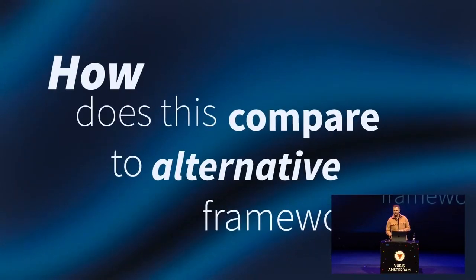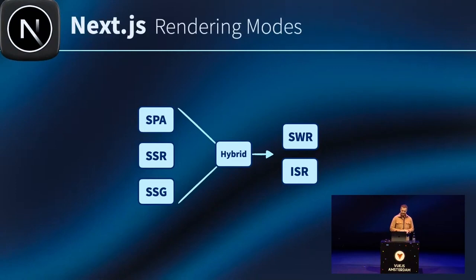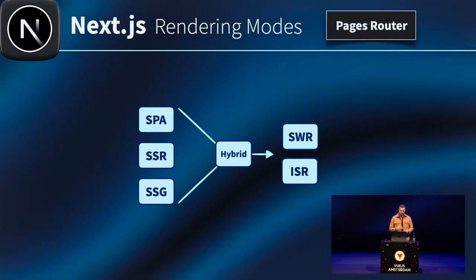So I kind of alluded a bit to Next.js. So how does this compare to rendering strategies available in other frameworks? We're not going to go super deep because I only have a few minutes left, but if we look at Next.js, we'll see that it has essentially the same rendering modes that are available in Nuxt, but as I alluded to, the implementation details are going to vary subtly. But what we're looking at here is more so in the Pages router version of Next.js.